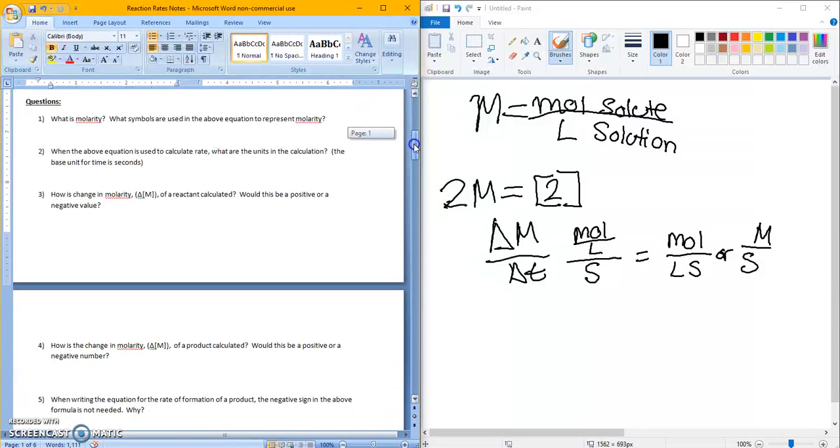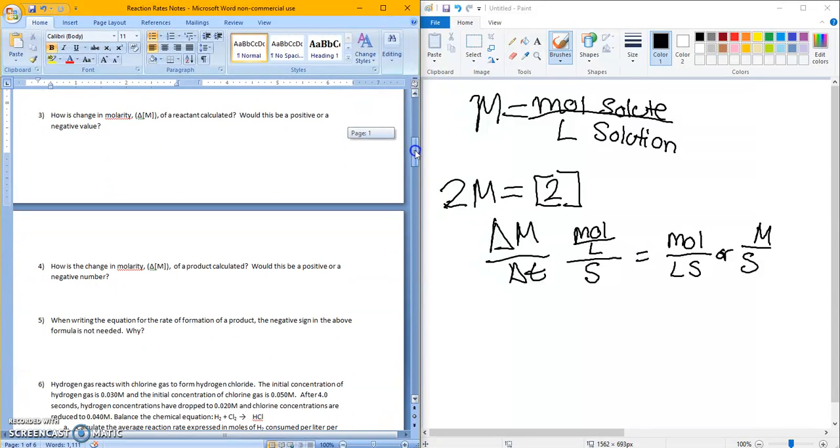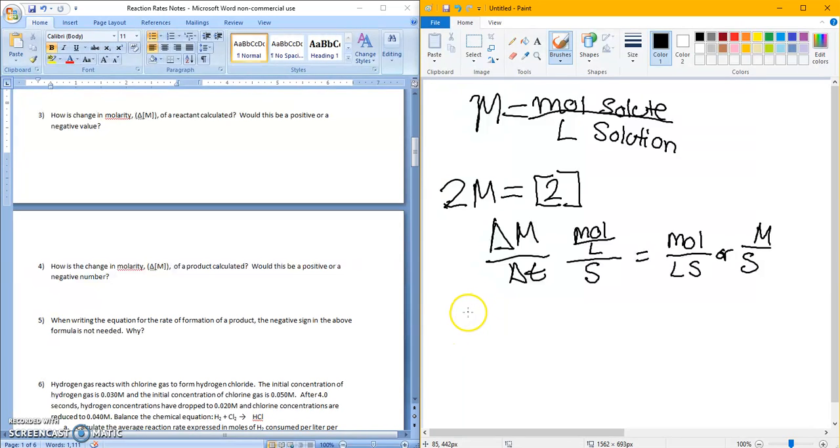Number 3. How is the change in molarity calculated for a reactant? So let's look. If I have the change in molarity for my reactant, that's going to be just like temperature final minus temperature initial is change in temperature. This is molarity final minus molarity initial of your reactants. Okay, no big deal, just like temperature, we're just doing concentration now. Because a rate is how much the concentration changes per time.